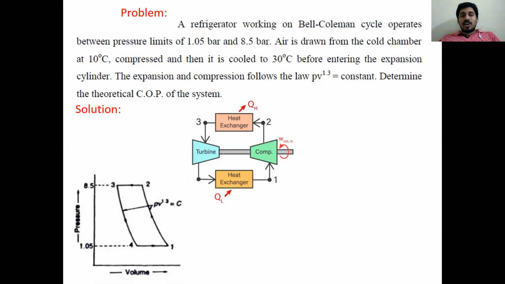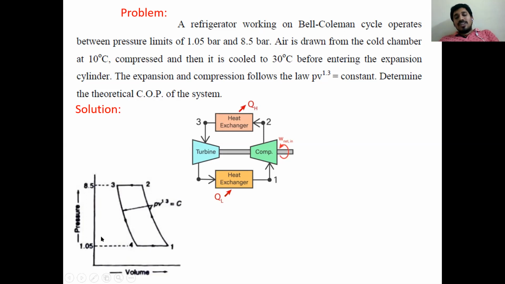So the lowest pressure values are P1 and P4, both are the same. P1 is equal to P4. This is the lowest pressure value, which is given as 1.05 bar. The highest pressure limit, P2 equal to P3, is 8.5 bar. The data is given in the problem. So P2 is equal to P3, and P1 is equal to P4.